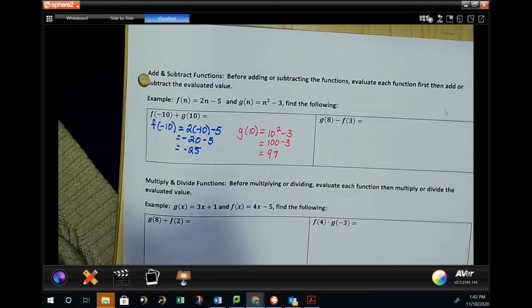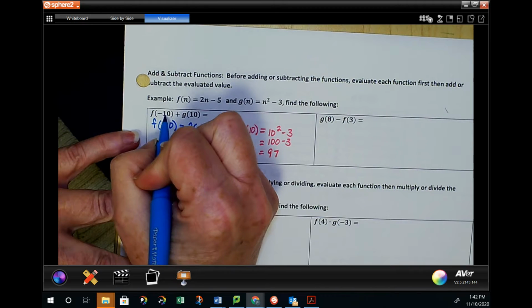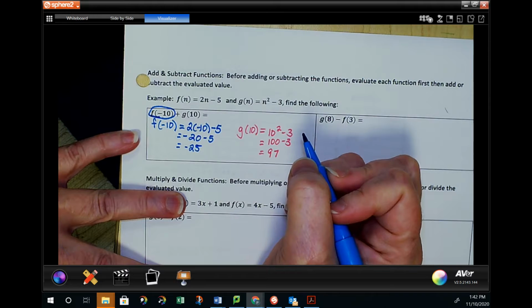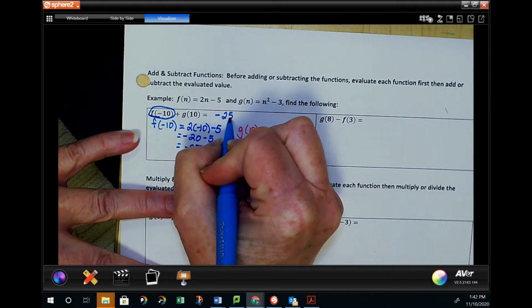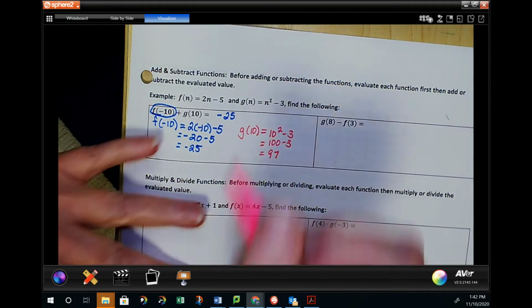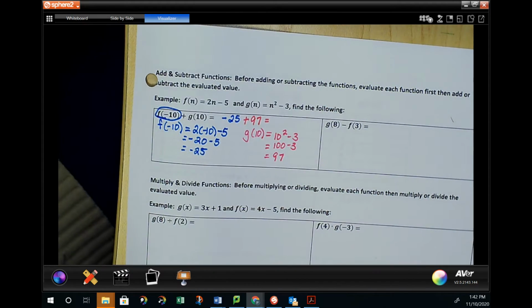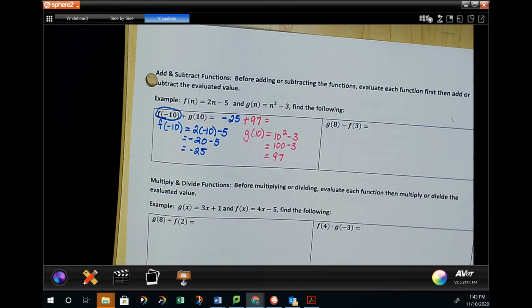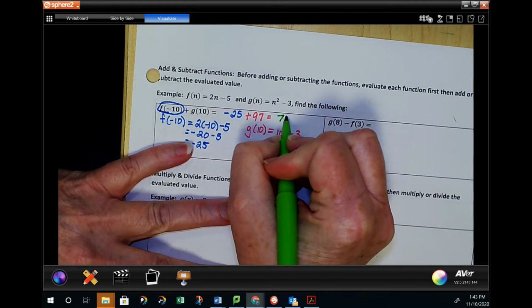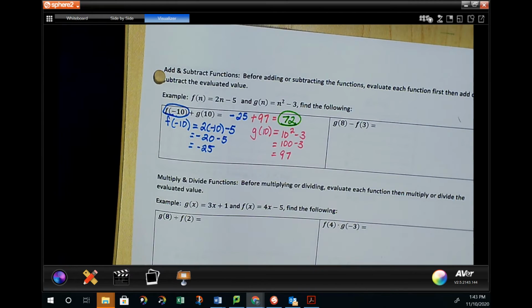So then when you go through and you do this, you're going to say function f of negative 10. So you have negative 25. And then you're going to add that g, so plus 97, because you're adding that. So negative 25 plus 97 ends up being 72. So this will end up being 72. That's your answer. So that's when you're adding.